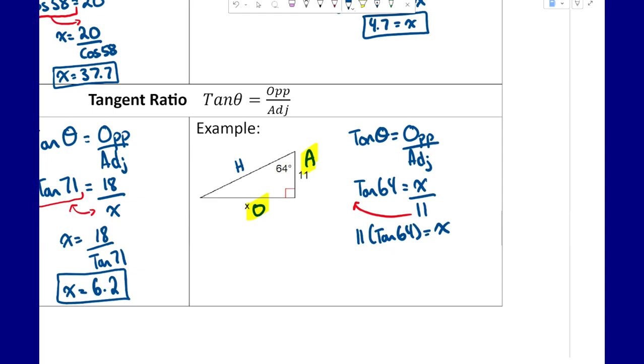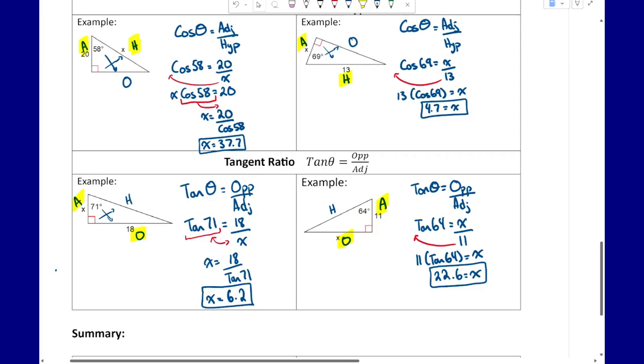We do that calculation, and we get 22.6 is equal to x. Again, we can't really compare the opposite and the adjacent to each other and say, well, one should be bigger than the other. So here we kind of have to trust our rearranging and our calculations.